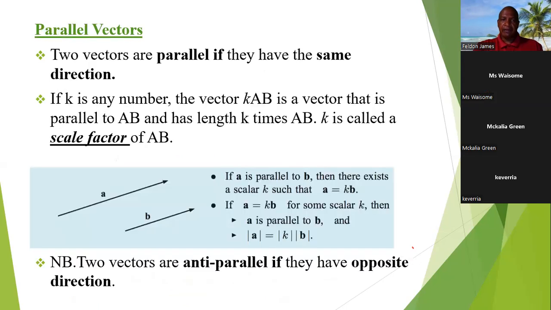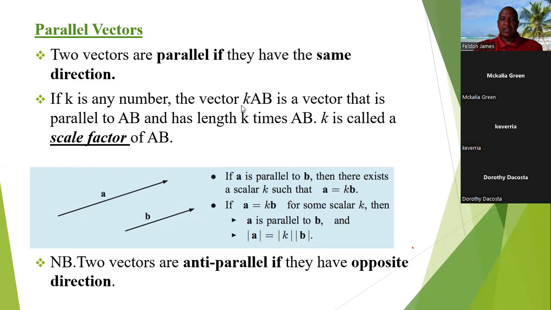All right, so you get the idea of what equal vectors are. Now, parallel vectors. Two vectors are parallel if they have the same direction, but not necessarily the same size. So K is any number. The vector KAB is a vector that is parallel to the vector AB. So it means that one of these two vectors would be K times the length of the other, so one is actually longer than the other.